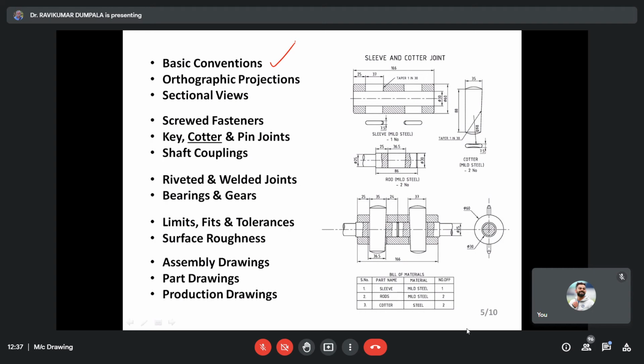How to make some letter lines. We did not stress those things there, but here you have to make those things very clear.